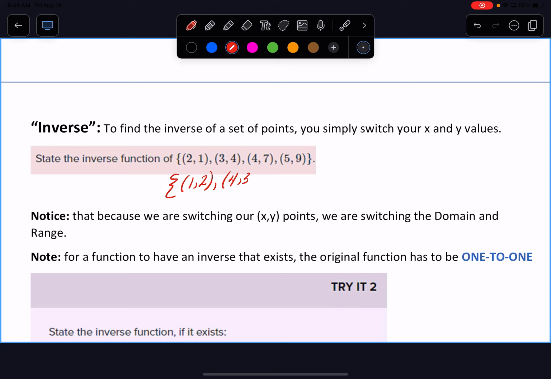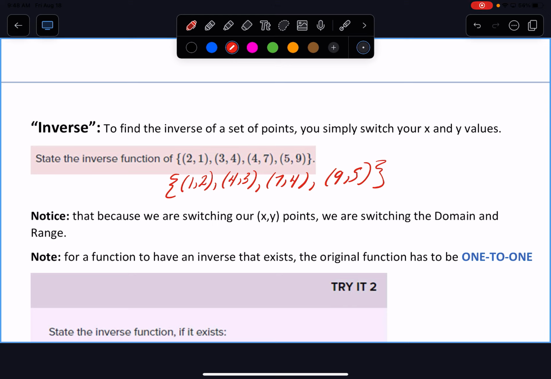(4,3) is the inverse, whoa, I almost did a squiggly, parenthesis, is the inverse point of (3,4). (7,4), (9,5). Did I mess that up at all? We just switch our x, y points. So memorize that. What are your questions on that?